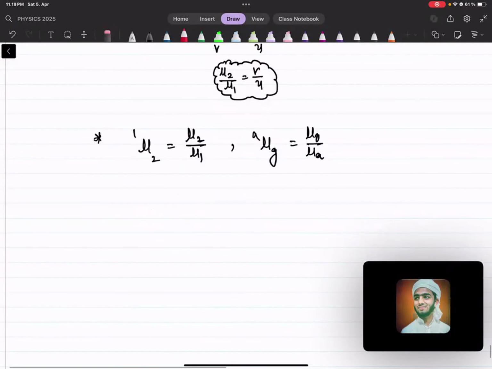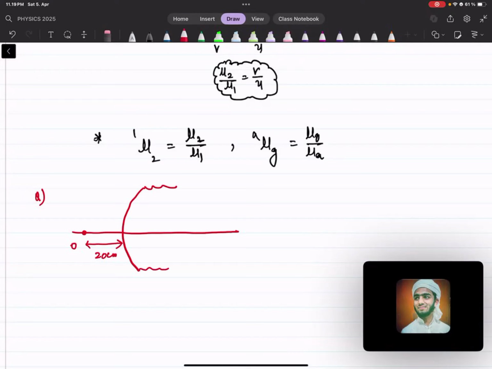Sure. Take one small problem, beta. This is your curved surface and this is your principal axis. Somewhere here I'm giving an object. An object is at a distance of 20 centimeters. And this is your curved surface. Refractive index is right now here 4 by 3. And here refractive index is 1. It is air. This is the pole of the curved surface P.